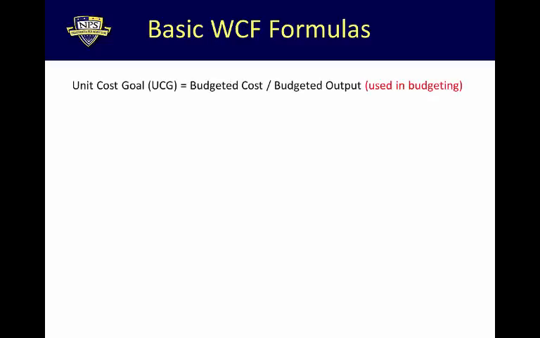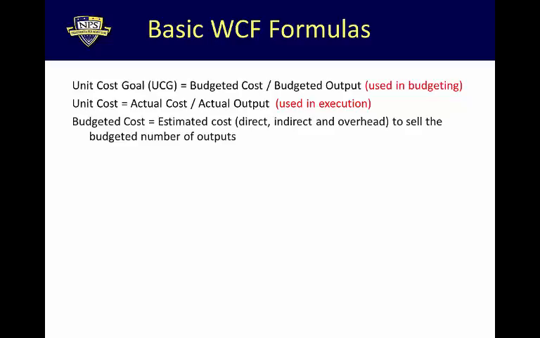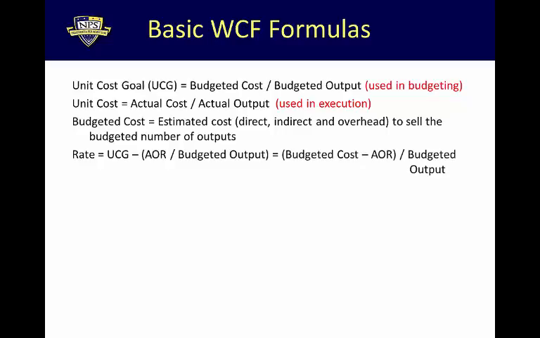The unit cost goal, as we said, is our budgeted cost divided by our budgeted output. Our unit cost is our actual cost divided by our actual output. Budgeted cost is the estimated cost to sell the budgeted number of outputs. So we start with the customer demand. How much output do you demand from us? And then compute how much it will cost to deliver that demand. The rate that we charge needs to capture that unit cost goal and adjust for our accumulated operating result.